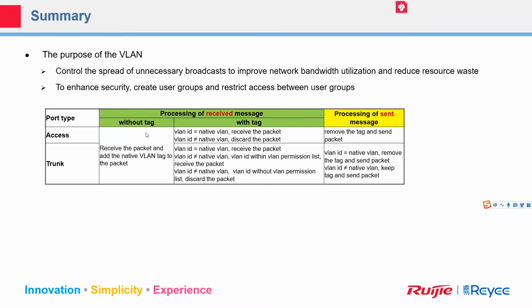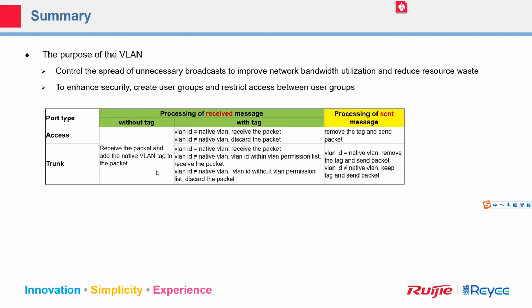If we receive packets without a tag, on an access interface or trunk interface, we will directly add the native VLAN to the packets. If we receive packets carrying tag information on an access interface, we will compare the packet's VLAN with my native VLAN. If the VLAN is the same, I will receive it, and then maybe I will forward it. And if the VLAN ID is different, we will directly discard it.